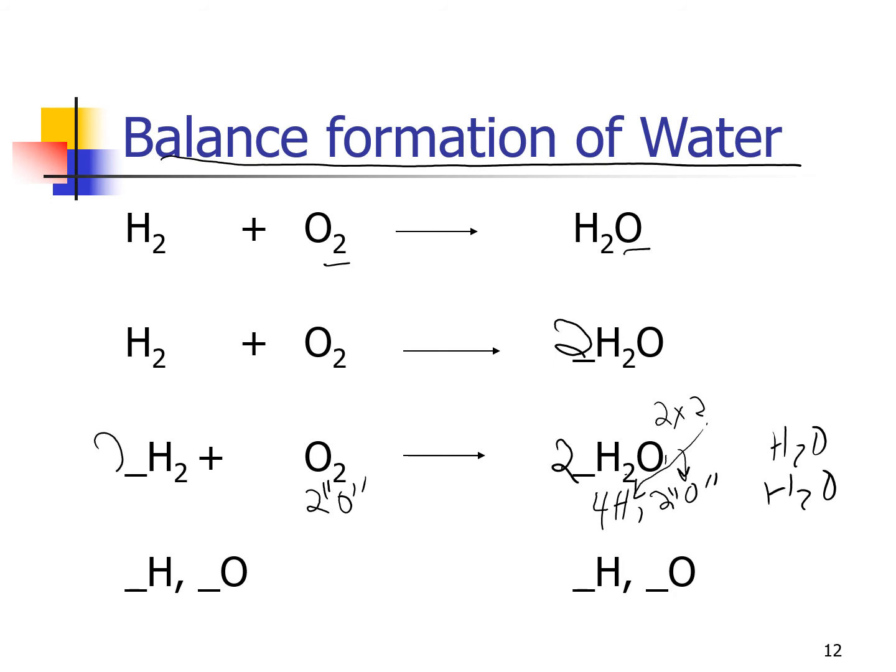We need to add a 2 in front of hydrogen in order to balance this. So now we can count and say 2 times 2 of the subscript gives me 4 hydrogens. And this one, there's a 1, so 1 times 2 would give me 2 oxygen atoms. On the products for 2 water molecules, I have 4 hydrogens, 2 oxygens, and then I can check: 4 hydrogens are balanced, 2 oxygens are balanced. Now we have a balanced equation for the formation of water.